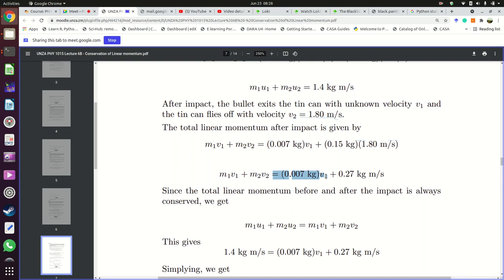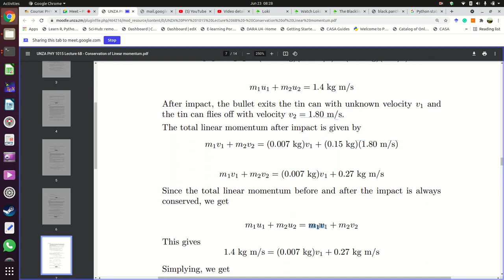Now, since this is a collision problem, there is always a requirement that the total linear momentum, which is the total amount of motion, be conserved. So the total amount of motion before impact should be equal to the total amount of motion after impact. Basically that means that the total linear momentum before impact, which is M1 U1 plus M2 U2, should be equal to M1 V1 plus M2 V2.